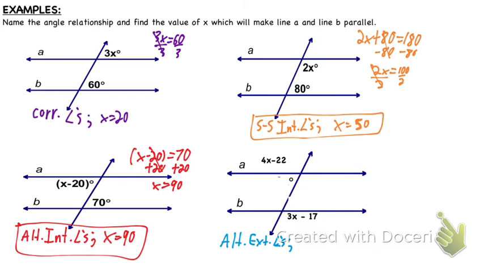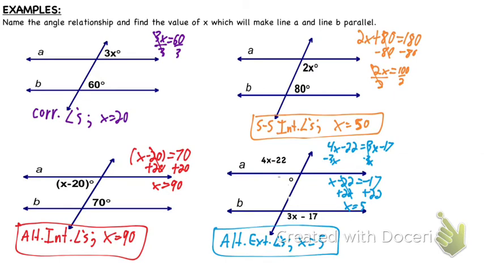Gregory, what's my equation? 4x minus 22 equals 3x minus 17. Yeah, we set them equal. Congruent should be going off in our head to tell us to set them equal. So we'd solve this equation by subtracting 3x from each side. x minus 22 is equal to negative 17. Add 22. x equals 5. So if x is 5, these two angles are congruent, and if alternate exterior angles are congruent, the lines are parallel by the converse of the alternate exterior angles theorem.